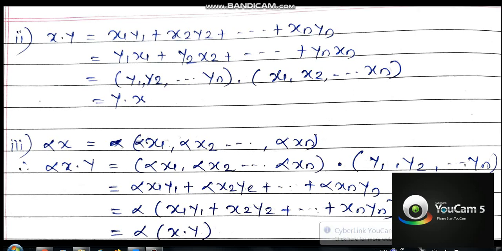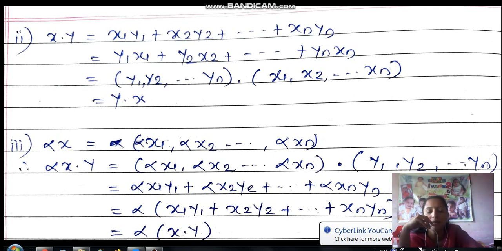Now x dot y is equal to x1 y1 plus x2 y2 plus and so on xn yn. This x1 y1 can be written as y1 into x1, and x2 into y2 can be written as y2 into x2, as 3 into 4 is the same as 4 into 3. So we can get y1 x1 plus y2 x2 plus and so on yn xn.